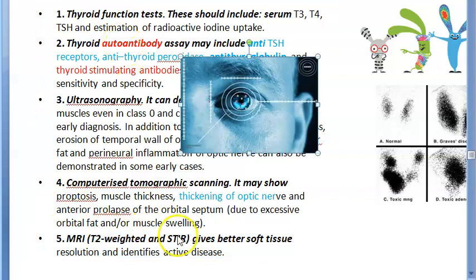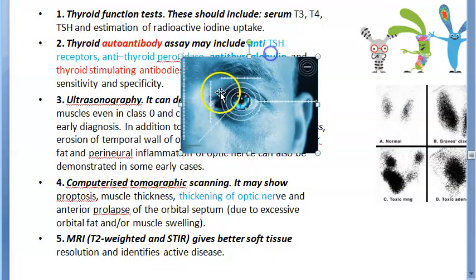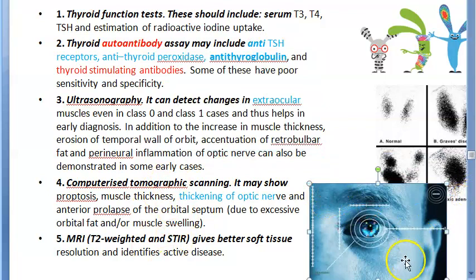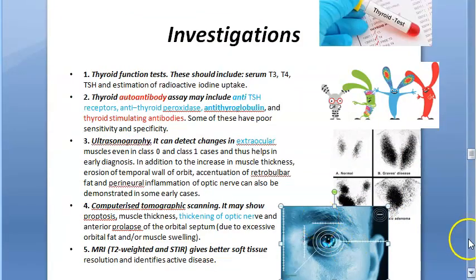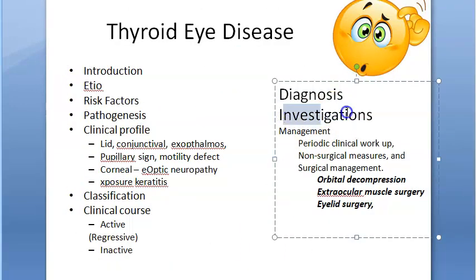So the first two tests, whatever they have mentioned here, are for the thyroid, guys. But the remaining three, ultrasound, CT and MRI, they're mentioning for the eye here. Okay. So that was about the investigations. Are there more investigations? No. We're done with investigations. Next we have to go to management. Let's go to the management.